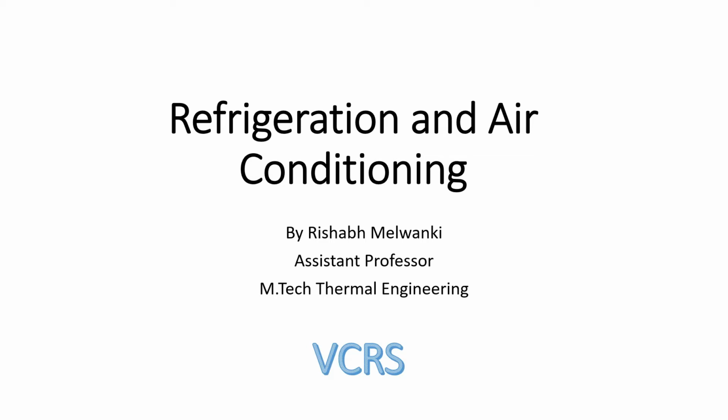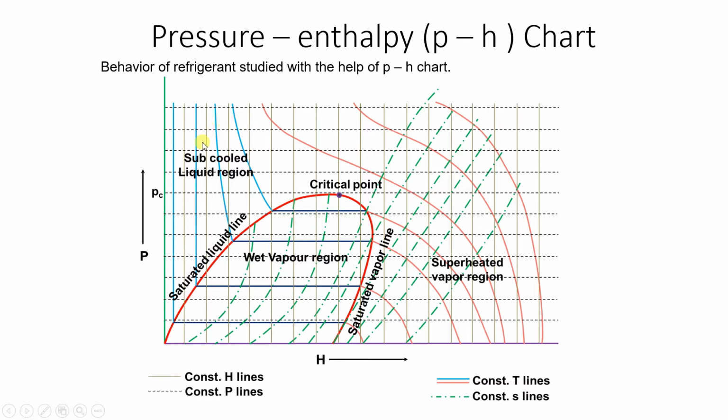So we'll continue with module number 2, which is vapor compression refrigeration system. Now in this module, we will first see pressure versus enthalpy diagram.